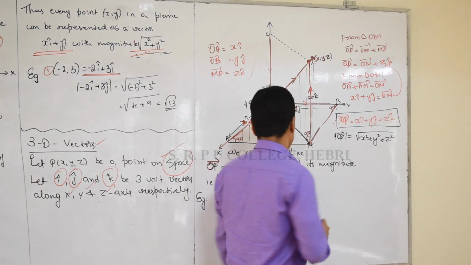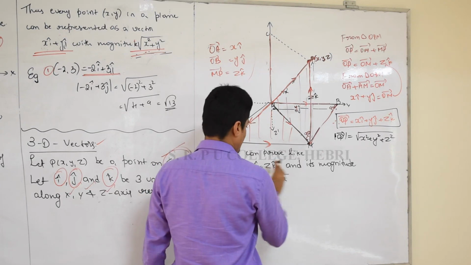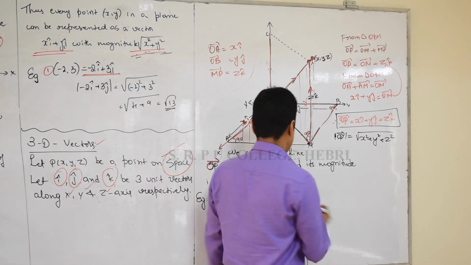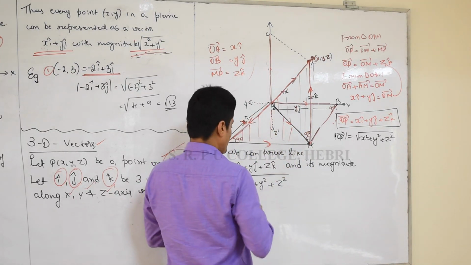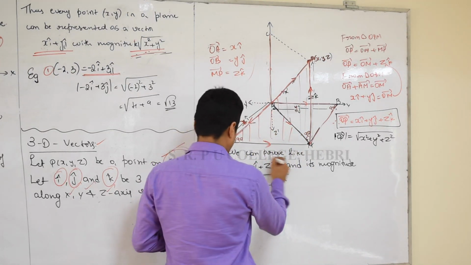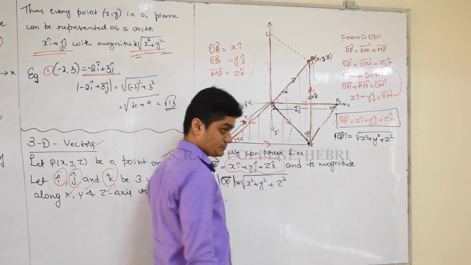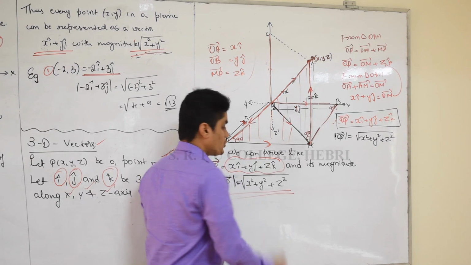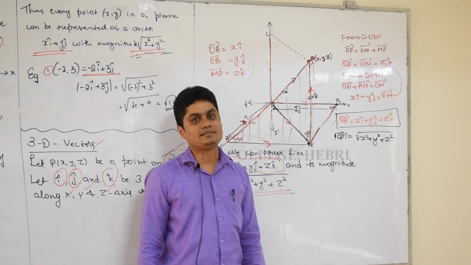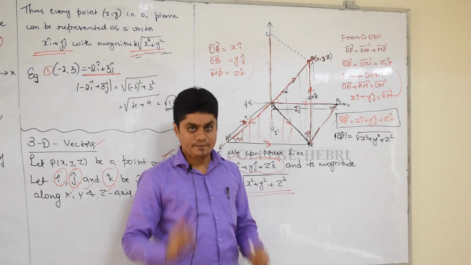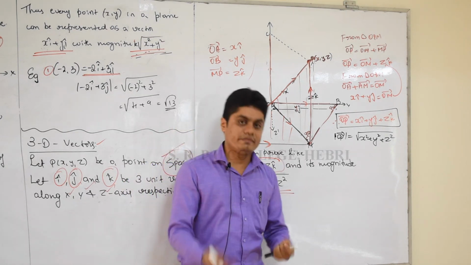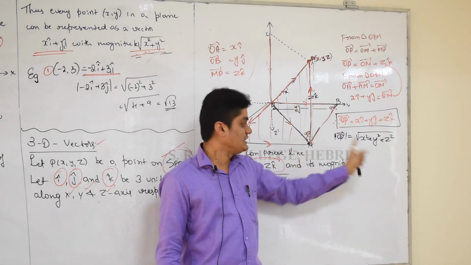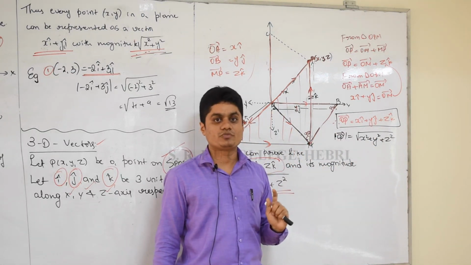So what is the conclusion? Therefore any vector in space can be represented as xi plus yj plus zk. Any vector can be represented as xi plus yj plus zk with the magnitude root of x square plus y square plus z square. In space any ordered triplet or any vector can be represented as xi plus yj plus zk with the magnitude root of x square plus y square plus z square.